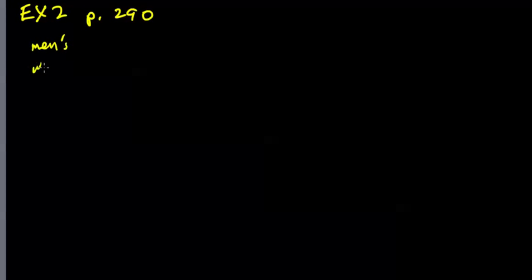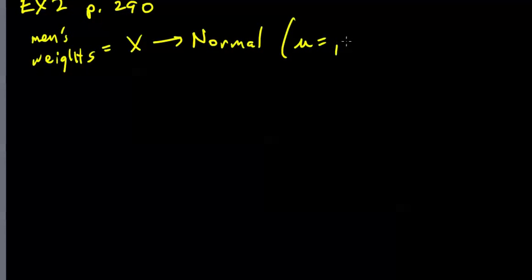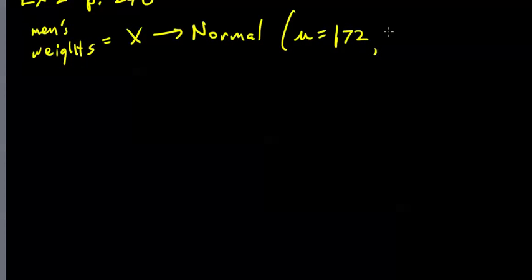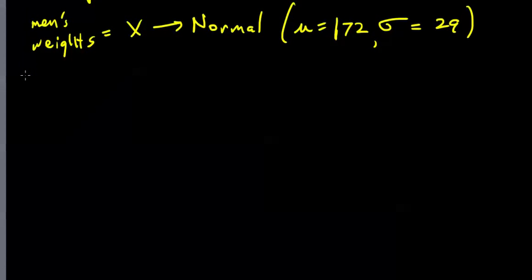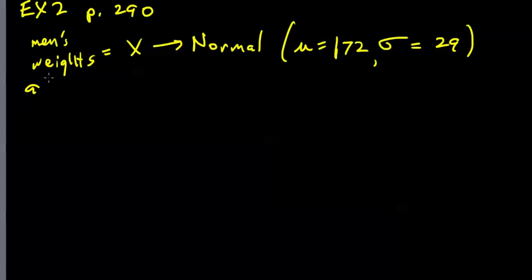We're talking about adult men's weights. I'm going to let the variable x represent all men's weights of all time. And the author claims that these weights are normally distributed with a mean of 172 pounds and a standard deviation of 29 pounds. Alright, that sounds reasonable. And again, let me break it up into part A.